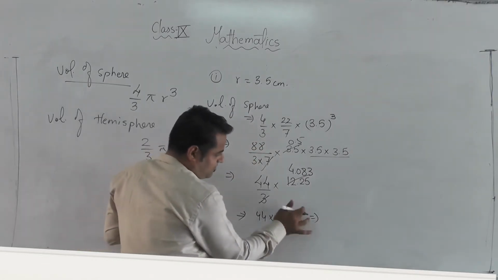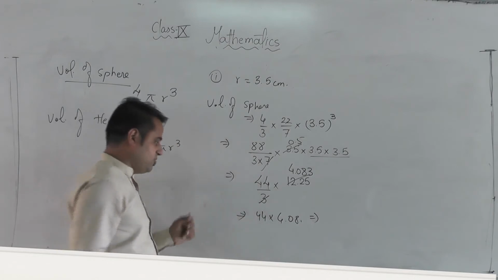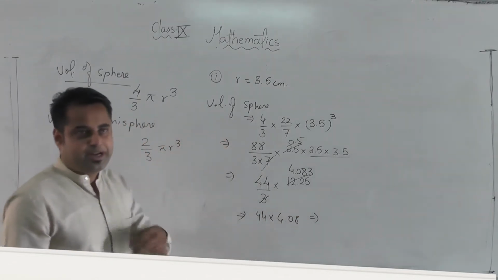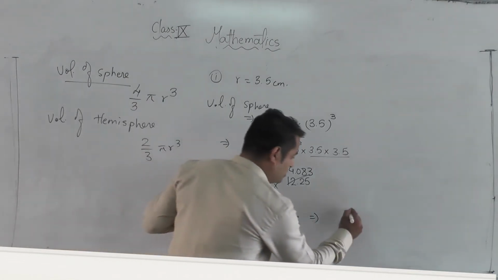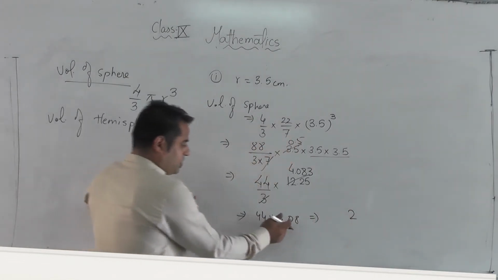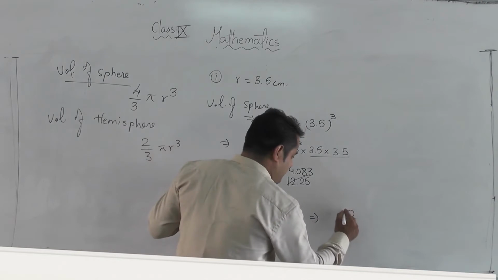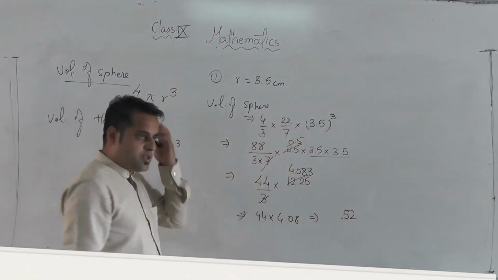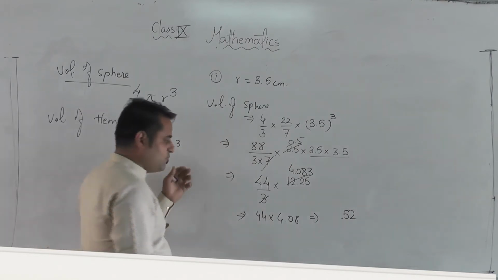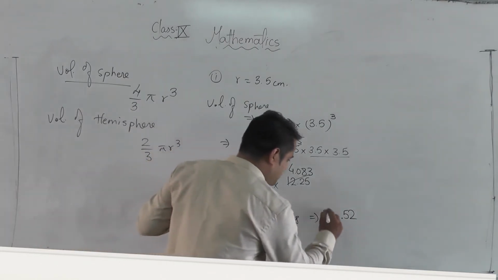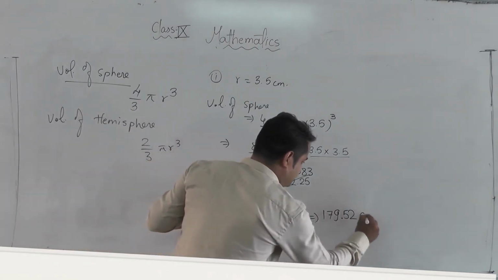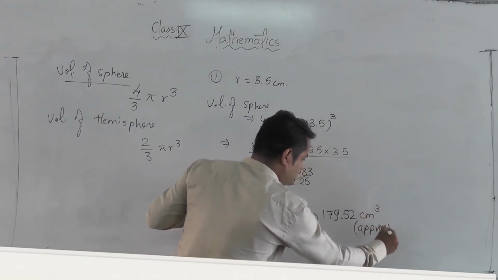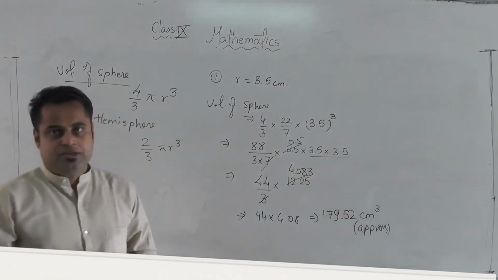Now forget about this 3, you carry it with the 8 only. 44 times 8: 8 fours are 32, so 320 and 32 will become 352. 35 will get carried. 44 times 0 is 0 and 35 comes. 44 times 4 is 176, and 3 makes 179. It will become this centimeter cube approx, because the value is approximate. This is how you can get it.